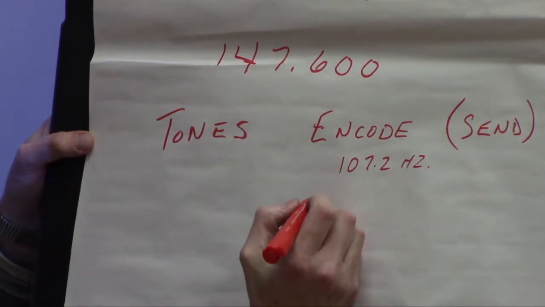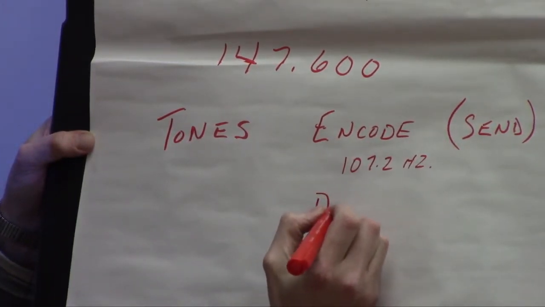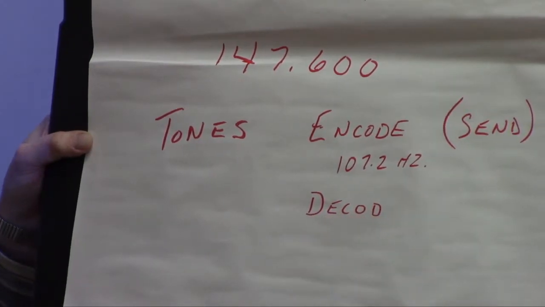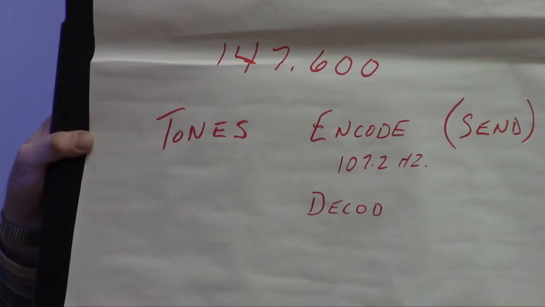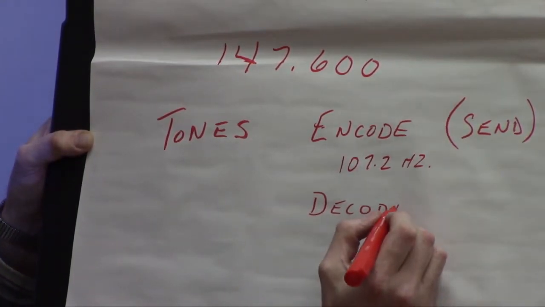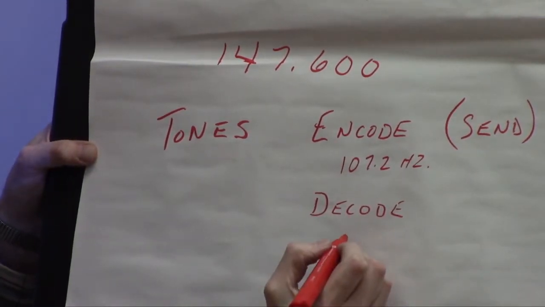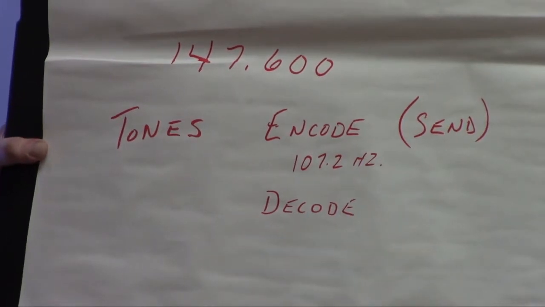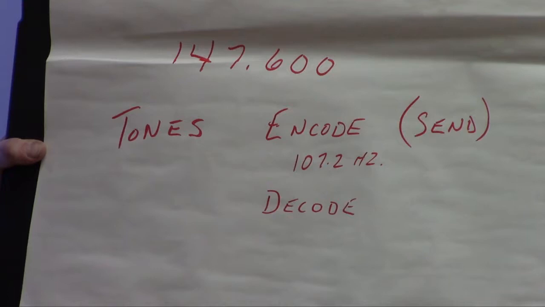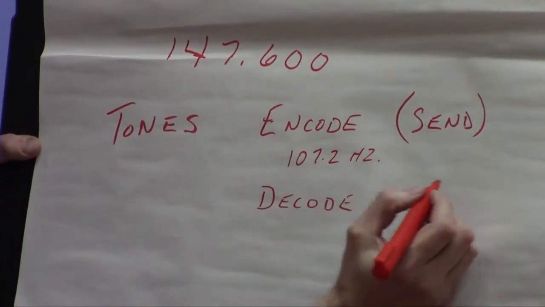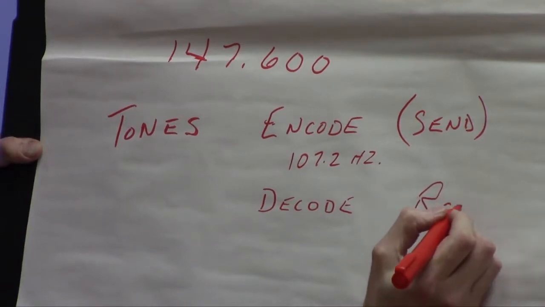But there's also a decode function. If you find you're getting bothered by interference, or possibly you're starting to hear another repeater or something that you don't want to hear, you can use the decode function on your radio. And again, you can set it so only when that tone comes through, your squelch will open.